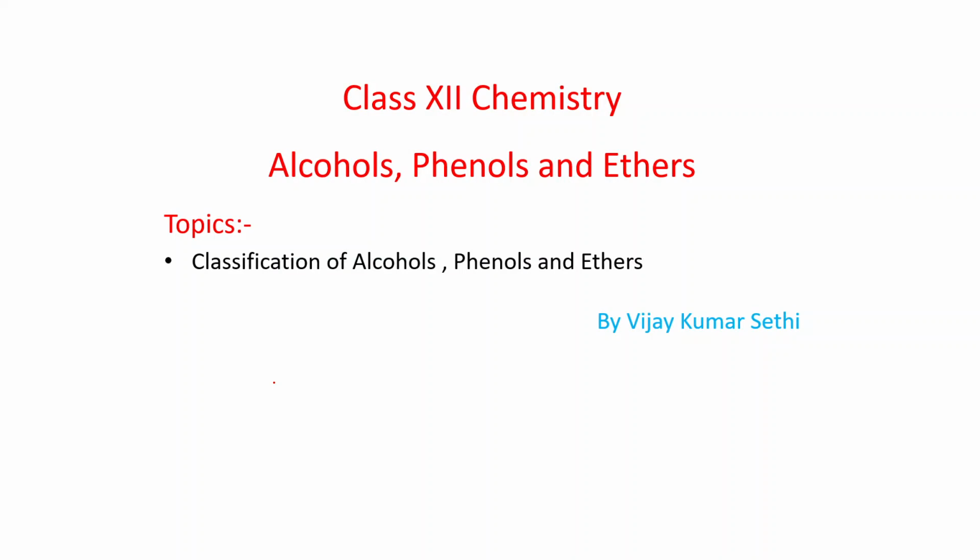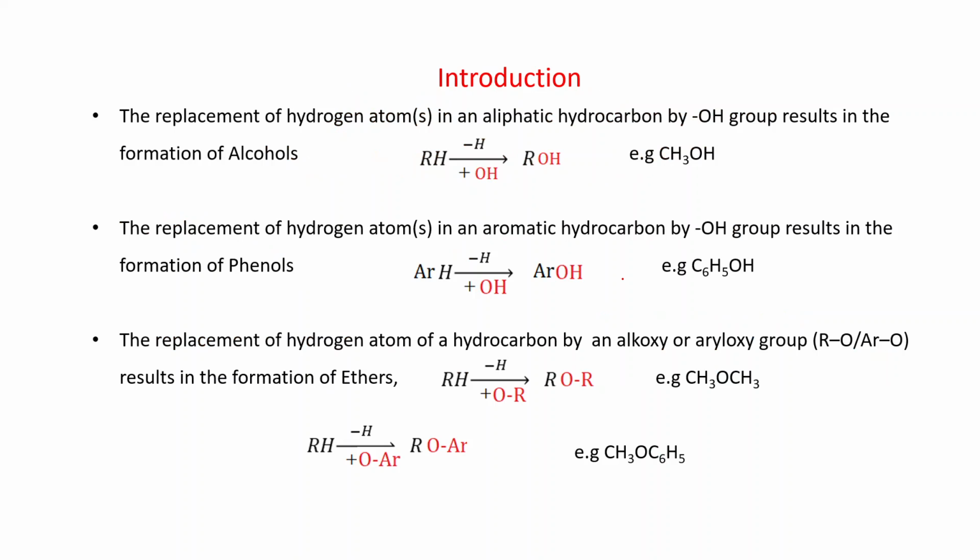We will start a new chapter, alcohols, phenols and ethers, and in this video we will discuss the classification of alcohols, phenols and ethers. First of all, what are alcohols, phenols and ethers? The replacement of hydrogen atom or atoms in an aliphatic hydrocarbon by OH group results in the formation of alcohols. RH representing aliphatic hydrocarbon, this H is replaced by OH, we will get ROH. For example, from CH4, if hydrogen atom is replaced by OH, we will get CH3OH.